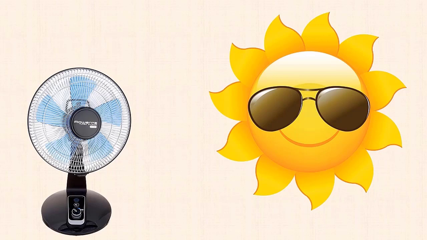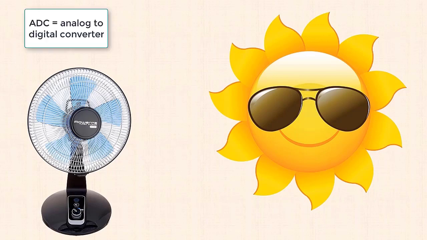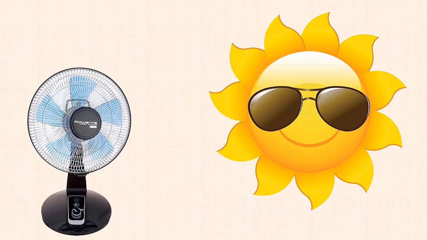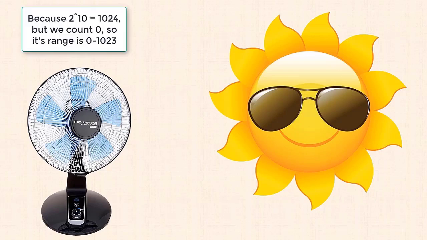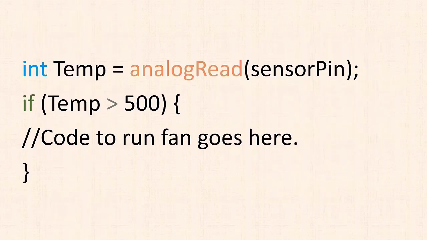To read the temperature, you have a thermistor, which is just a heat-sensitive resistor, connected to the Arduino's ADC, or analog to digital converter, through one of the analog pins. Now, since it has a 10-bit ADC, the values will range from 0 to 1023. So if it's cold, the value will be on the small side, and if it's hot, the value will be larger. You could use an if statement like this one to turn on the fan.